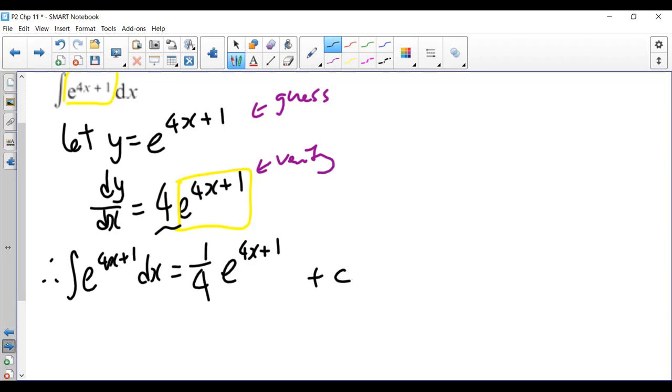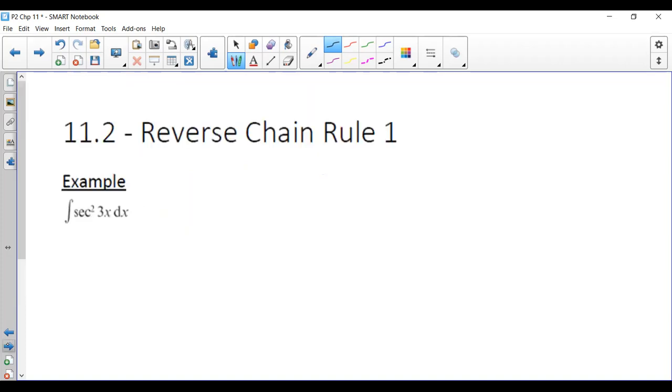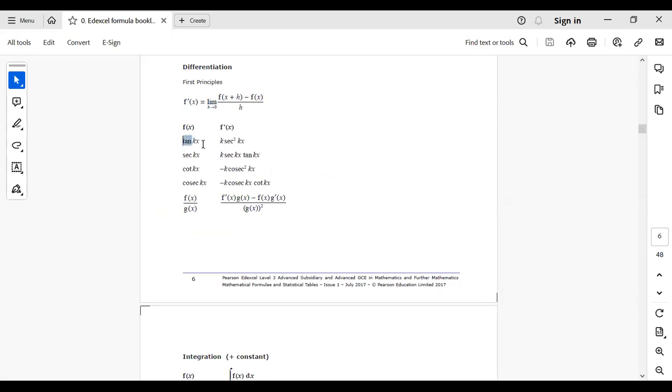All right. Next one. Example. What about sec squared 3x? So you need to open your formula booklet. Tell me what you differentiate to give sec squared. Okay, open the formula booklet. What do you differentiate to give you sec squared? So tan x, when you differentiate tan x, you get sec squared x.